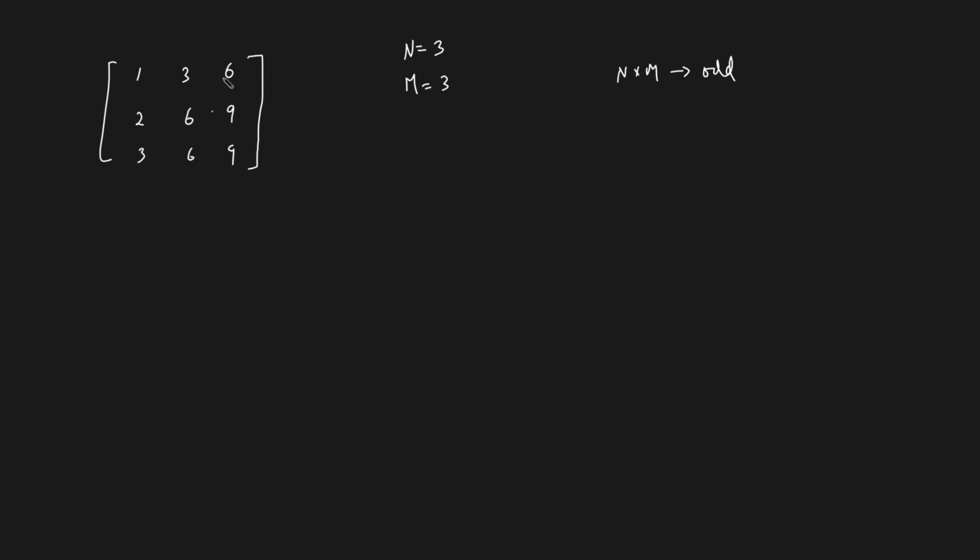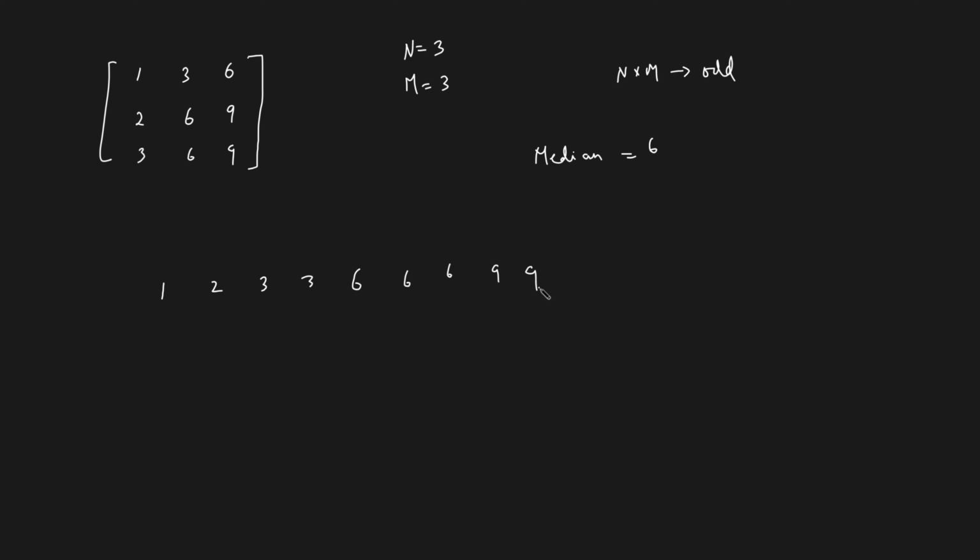Now out of all these integers, you need to tell us what is the median among all these integers. Like over here the median will be 6. Now how do you find out the median? It's super simple. If you write all these integers in sorted order, you're going to get something like 1 2 3 3, and then 6 6 6, and then 9 9.